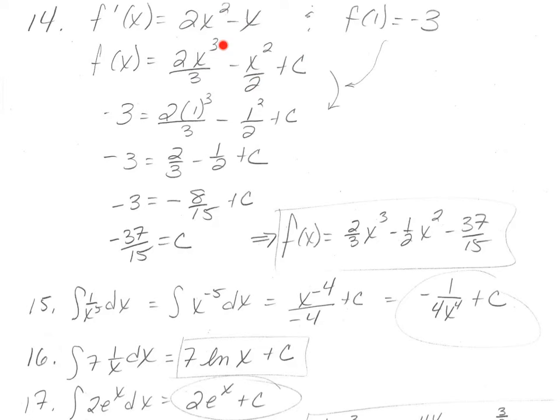So let's check it. Bring the 3 down. Divides out with this 3. So you get 2x squared. Yes. Bring the 2 down. You get negative 2x over 2, which is just negative x, because the 2's divide out. That works. Don't forget the c.